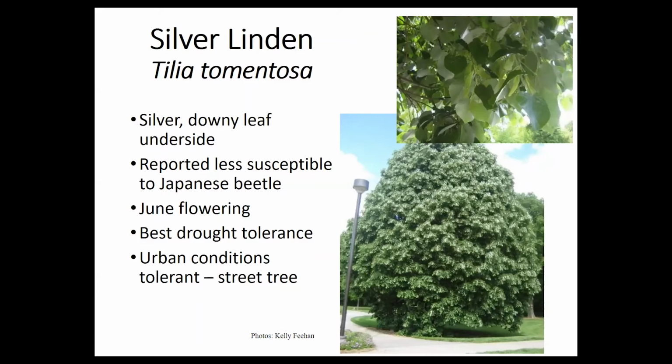Same amount of flowering, great for pollinators. Of the lindens, this probably has the best drought tolerance, and it is considered more tolerant of urban conditions than American linden. And I know in this picture, they've allowed those lower limbs to stay on the tree and grow all the way to the base. It's fine to do that. We often feel like we have to raise that lower limb for clearance, for mowing, etc. But you don't have to if you don't want to.